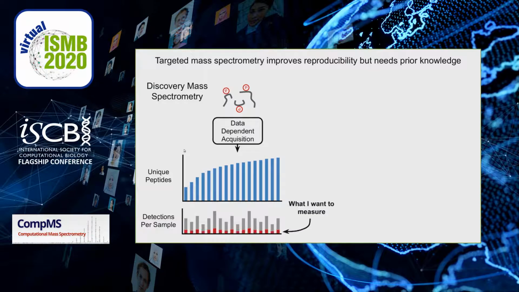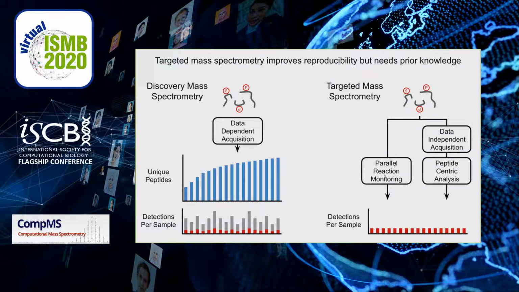In many cases, what we want to measure only makes up a slim amount of the detections, such as a single signaling pathway. Here, the stochasticity of data-dependent acquisition can adversely affect our downstream analysis by causing missing data across our experiments. Instead, targeted methods such as parallel reaction monitoring and data-independent acquisition provide us with the ability to go after only what we care about.